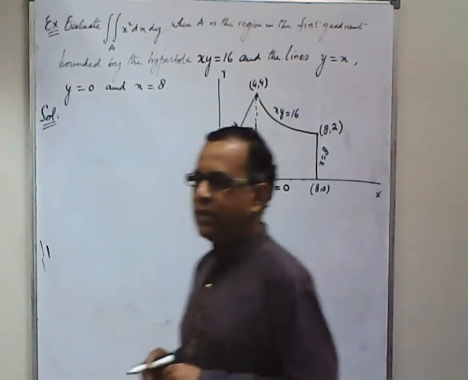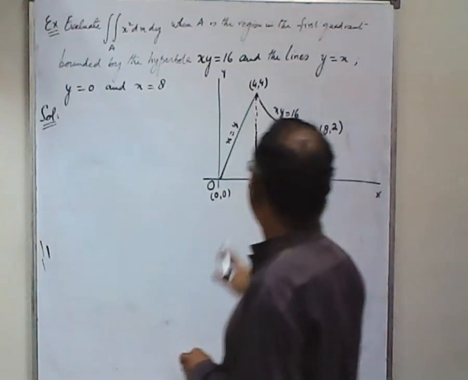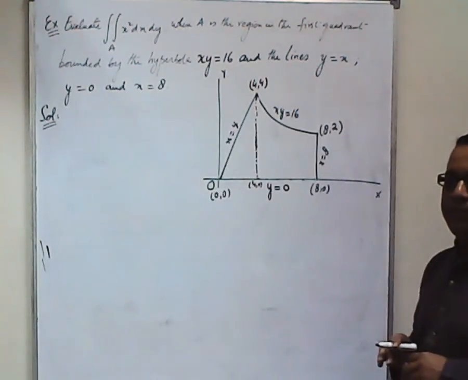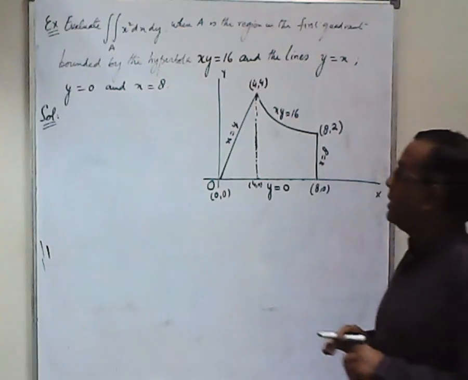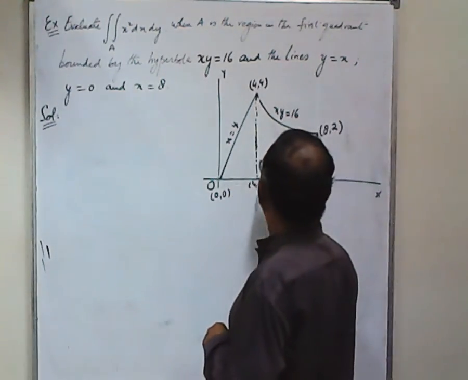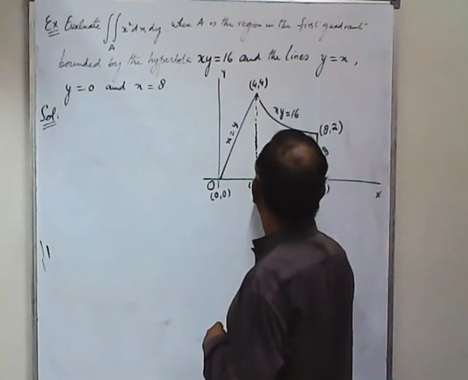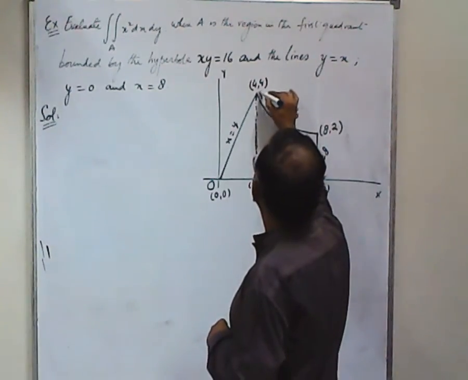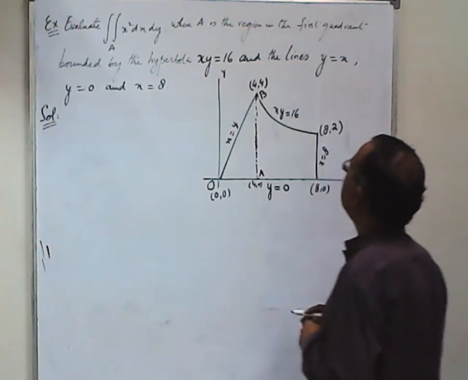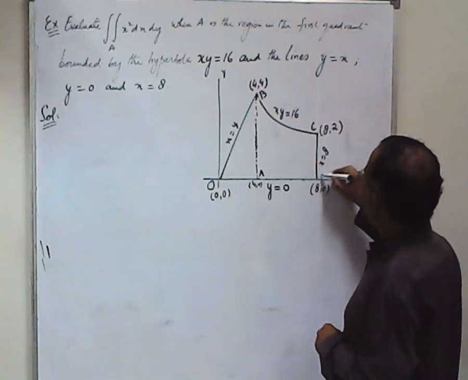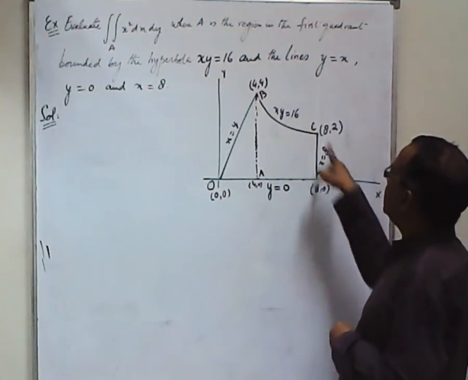because x equal to 4 and y here will be 0. So now I have two regions to find the area. Let's say this point is A and this point is B. So one region is OAB. And if this point is C and this point is D, so the other region is ABCD.